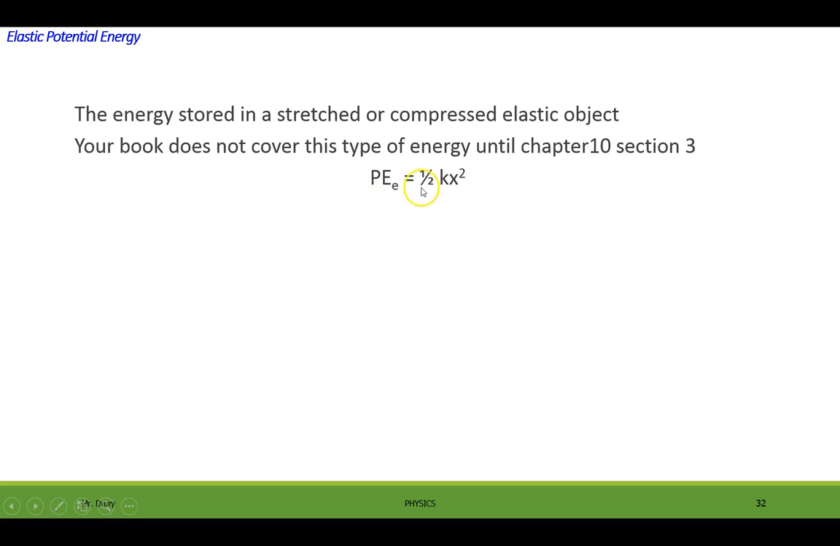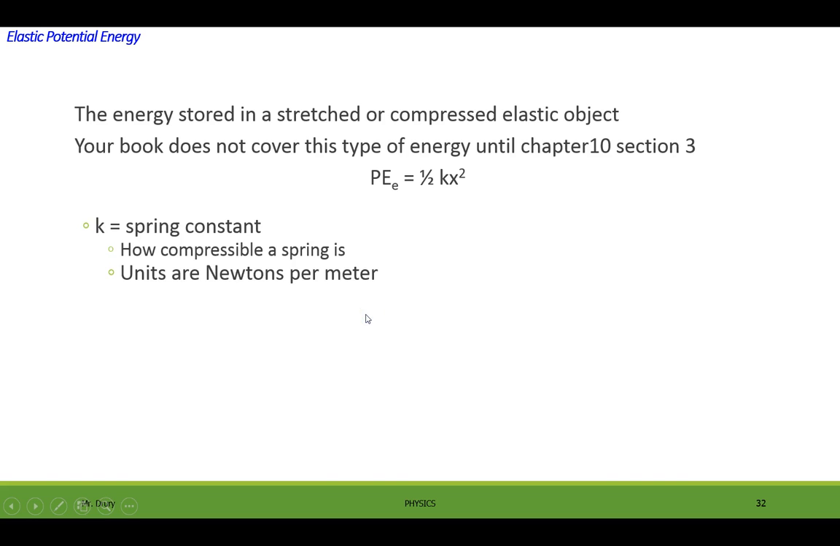So this is the formula for elastic potential energy, and we'll derive it in the next slide. But let's look a little closer at it. K is what's called the spring constant. And the spring constant is basically how compressible the spring is. In other words, how much force you need to move it 1 meter. So it has units of newtons per meter. So a very stiff spring would have more force per unit distance needed to move it or stretch it in or out. And x is simply the displacement from its equilibrium position.